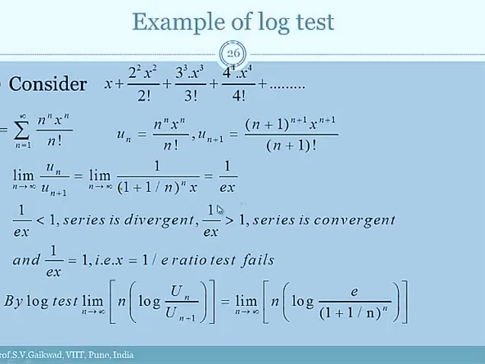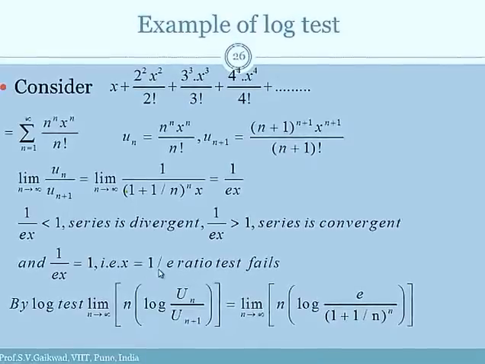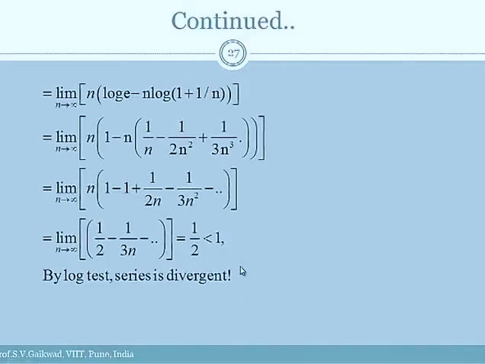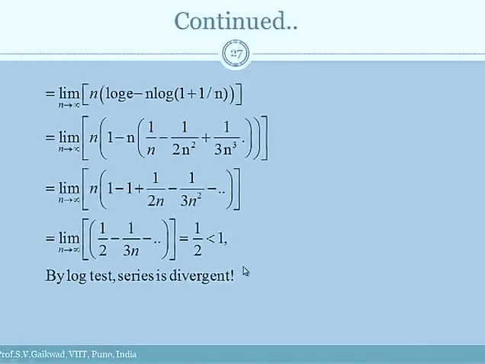By the ratio test, if the limit is less than 1, the series is divergent. Note that I have taken u n upon u n plus 1. So less than 1 is divergent, greater than 1 is convergent, and the ratio test fails if the limit is 1. So if 1 upon e raised to x is 1, that is x equal to 1 by e, the ratio test fails. So now I am putting x equal to 1 by e here and applying the log test.